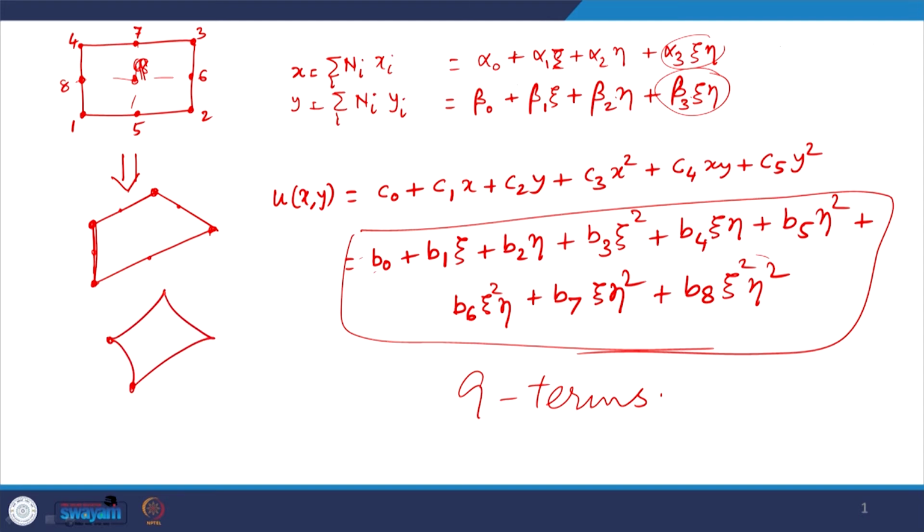If the element was distorted into this shape, then it really does not matter whether I use an 8 node serendipity or a 9 node Lagrangian element. Both of them fail to meet the completeness requirement for a second degree polynomial, and they are accurate only up to first degree polynomial. So, that is the first fallout of distortion.